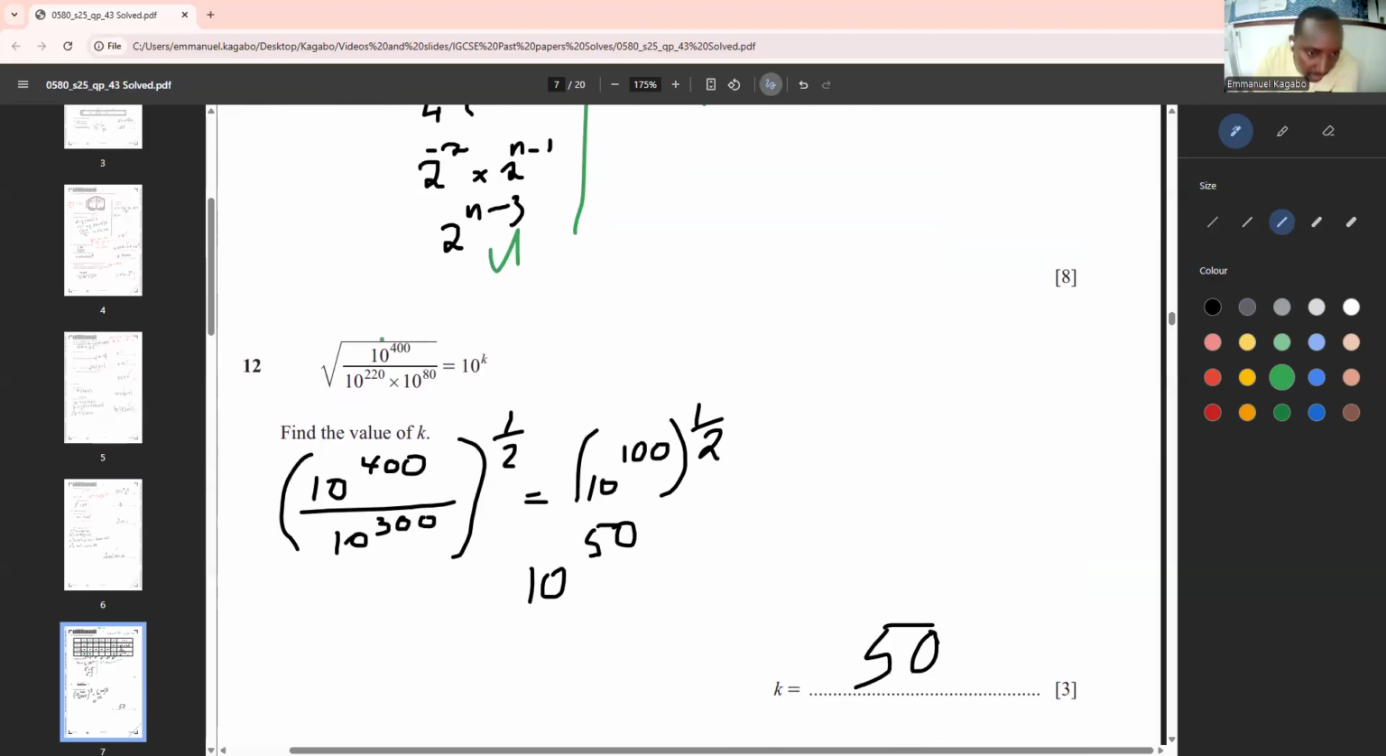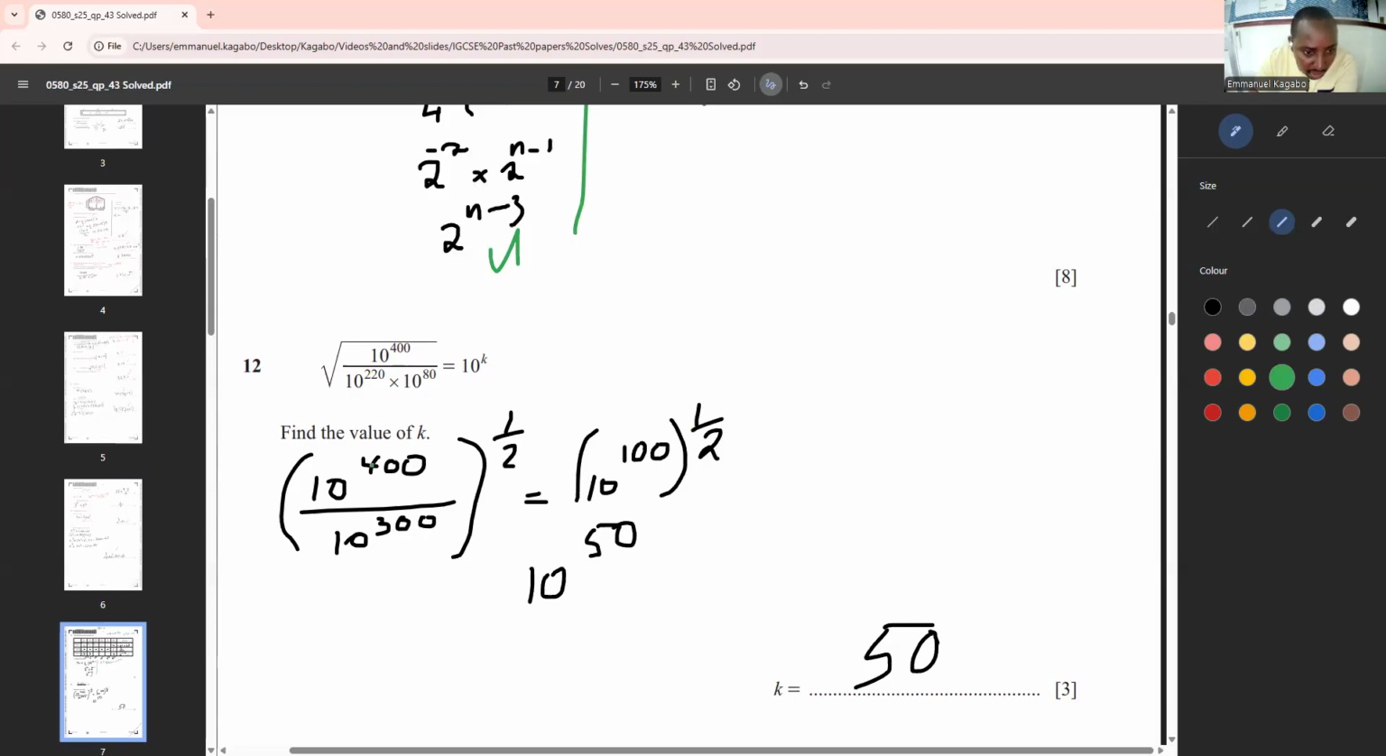Now, this question, you can approach it in different ways, but I thought it's better to first combine this. We are multiplying, so we need to add the powers. Whenever you're multiplying numbers of the same base, you add the powers. So the base is 10, then you have 220 plus 80, it will give me that. Now, we are dividing. When you are dividing, we do subtract the powers. Square root means power a half. That's why I put power a half instead of square root. You're going to see the reason why.